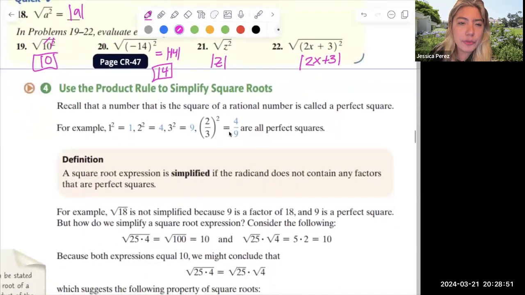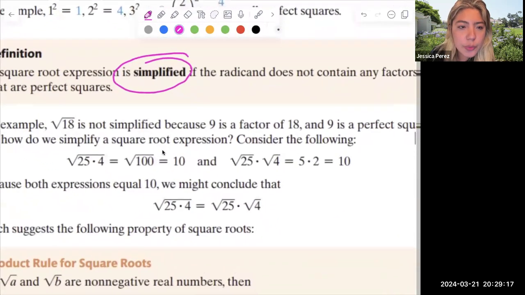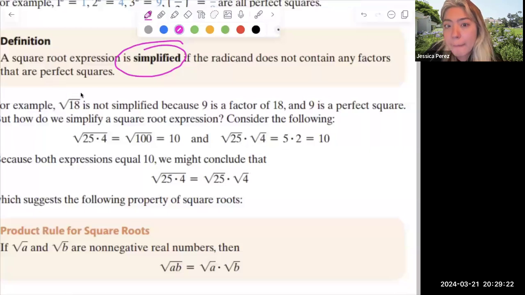Let's look at number 4. Use the product rule to simplify square roots. We know that 1 squared is 1, 2 squared is 4, 3 squared is 9, and so forth. These are all perfect squares. However, a square root is simplified if the radical does not contain any factors that are perfect squares. For example, we have the square root of 18. It is not a perfect square, but 9 is a factor of 18.